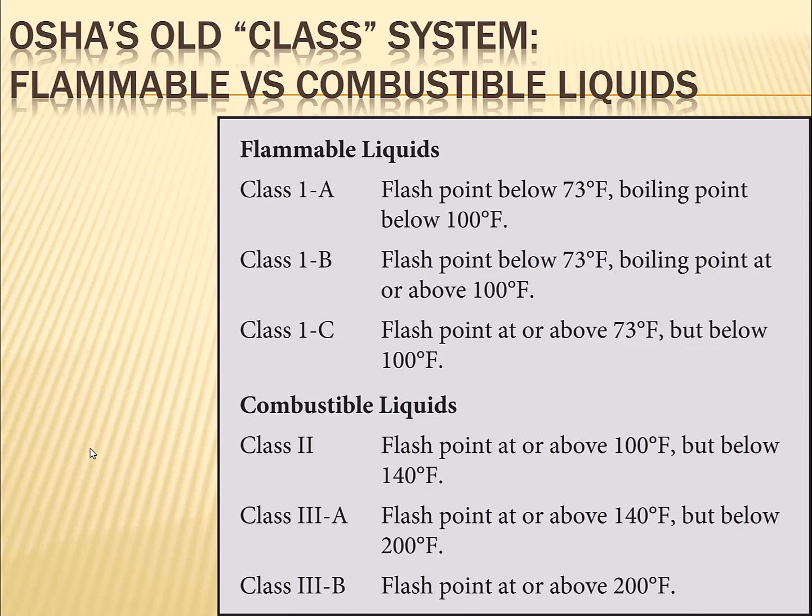So we have an old system of classes of flammable and combustible liquids, class 1, 2, and 3 in Roman numerals. And again, class 1 is the most dangerous condition for a flammable liquid, and that's where we had a flash point basically at or below room temperature, 73 degrees. And the least dangerous was way down there at the bottom. So it's still all about flash point.